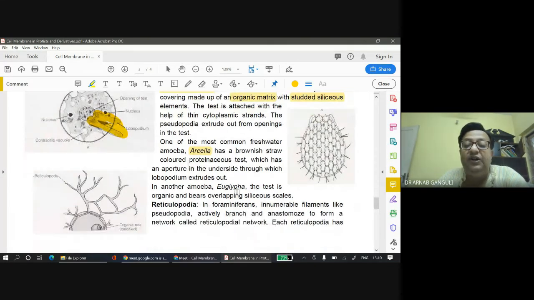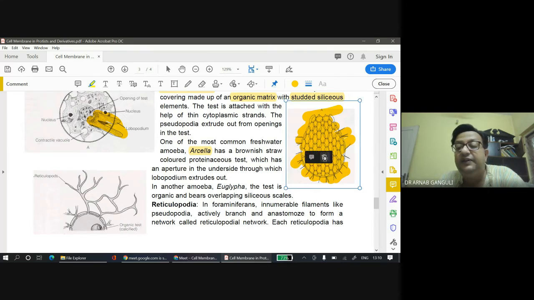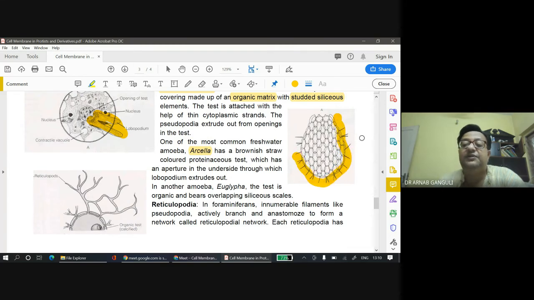Then in Euglypha, it is covered by overlapping siliceous scales, the silicon material. The body is covered by these scales. And you can see these siliceous elements coming out from here. So this is another structure you can find in Euglypha.